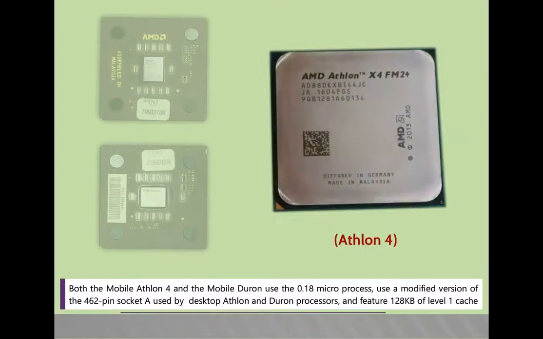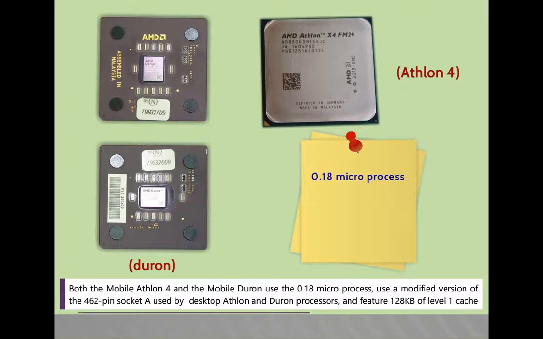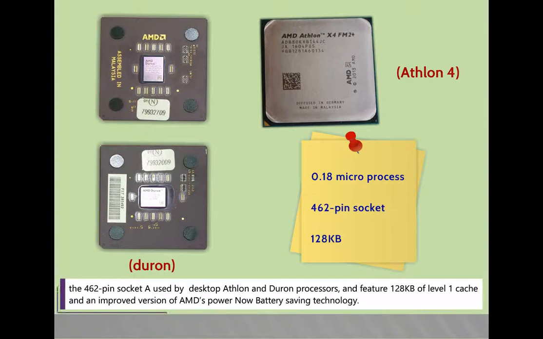Both the Mobile Athlon 4 and the Mobile Duron use the 0.18 micron process, use a modified version of the 462-pin Socket A used by desktop Athlon and Duron processors, and feature 128 KB of level 1 cache and an improved version of AMD's PowerNow battery saving technology.